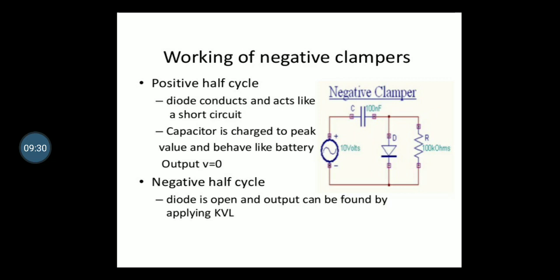So, working of a negative clamper. During the negative clamping, D is reverse biased. Negative V reference voltage, that is minus V reference, is used. During the positive half cycle, the diode conducts and acts like a short circuit. The capacitor is charged to a peak value and behaves like a battery, while during the negative half cycle, the diode is open and the output can be found by applying KVL.